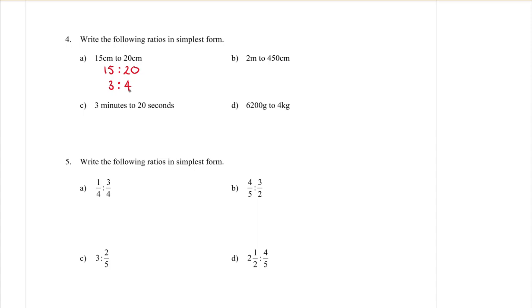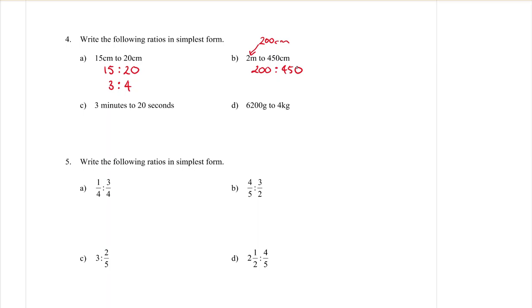In part B though, I have 2 metres and 450 centimetres, different units. Which one should I change? Metres, the bigger one. Otherwise, we're going to have to go into decimals, which just creates more problems for us. Okay, so 2 metres in centimetres. How many centimetres in a metre? 100. So 2 times 100 means that's 200 centimetres. Once the units are the same, I can write it as a ratio, 200:450. Don't write centimetres, don't need to do that anymore because they were the same.